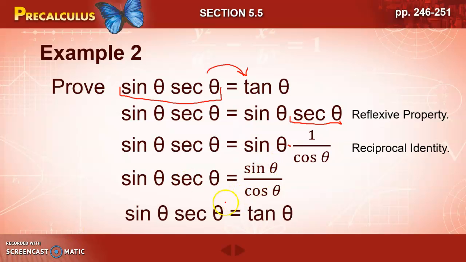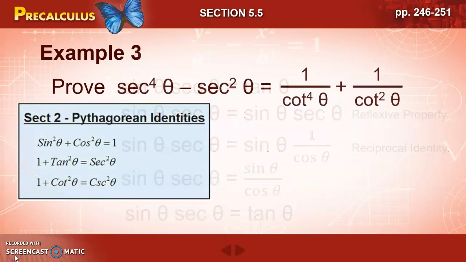We can apply that transitive property of equality. If A is equal to B and B is equal to C, then A must also be equal to C. So if sine theta secant theta is equal to sine over cosine, then it must also be equal to tangent, since tangent is sine over cosine. All right, that was example number 2.